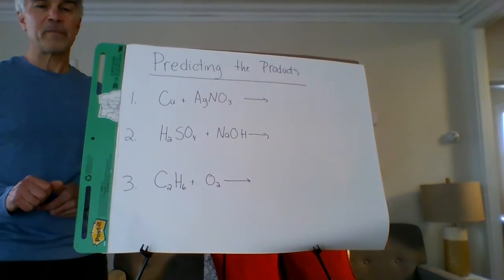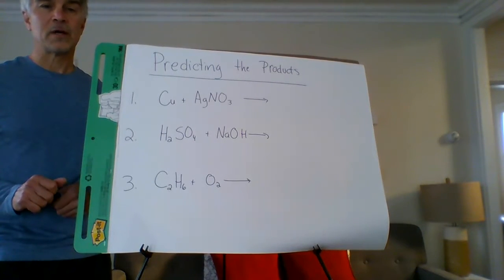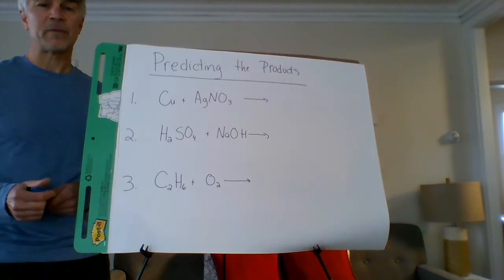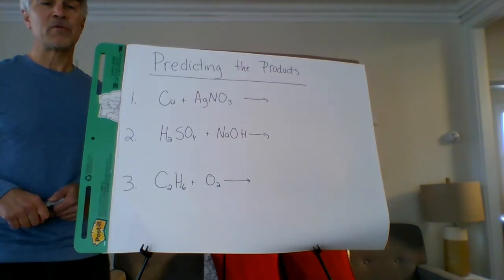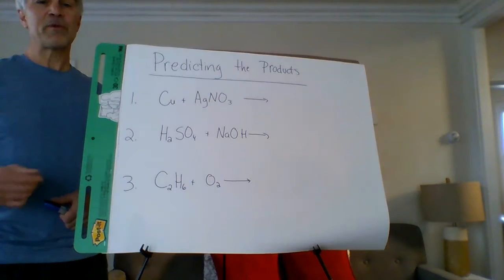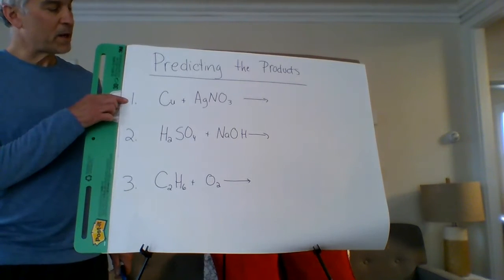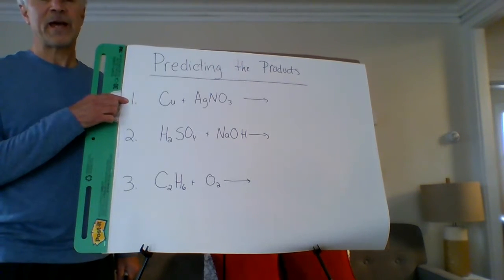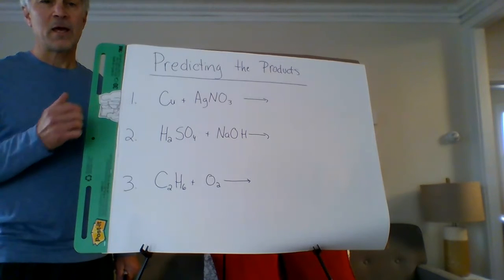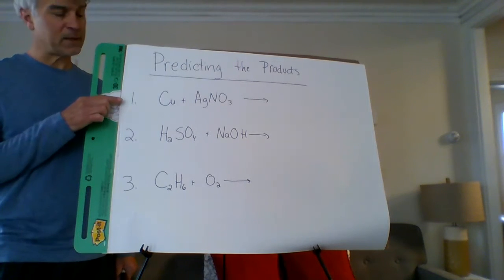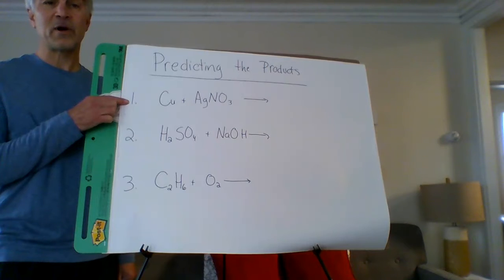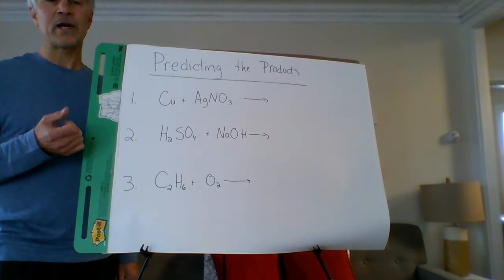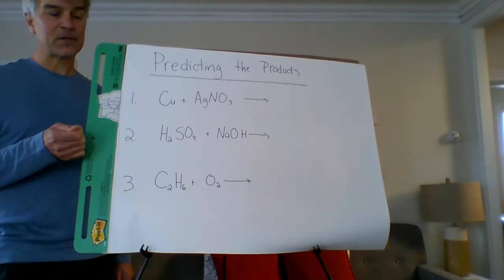Okay, now that we're good at balancing chemical equations and recognizing the types of chemical equations, it's time to predict the products. And I have three examples here. So number one, I have copper plus silver nitrate as my reactants. And we should be able to look at these reactants and figure out what the possible products are. And the first step to do that is to recognize what type of reaction this is.